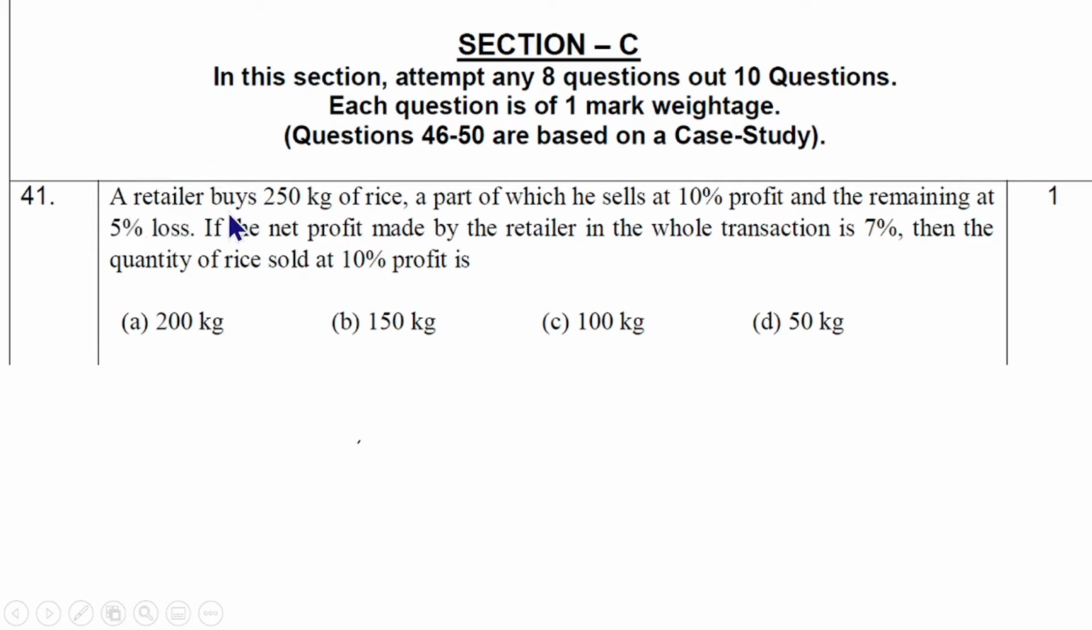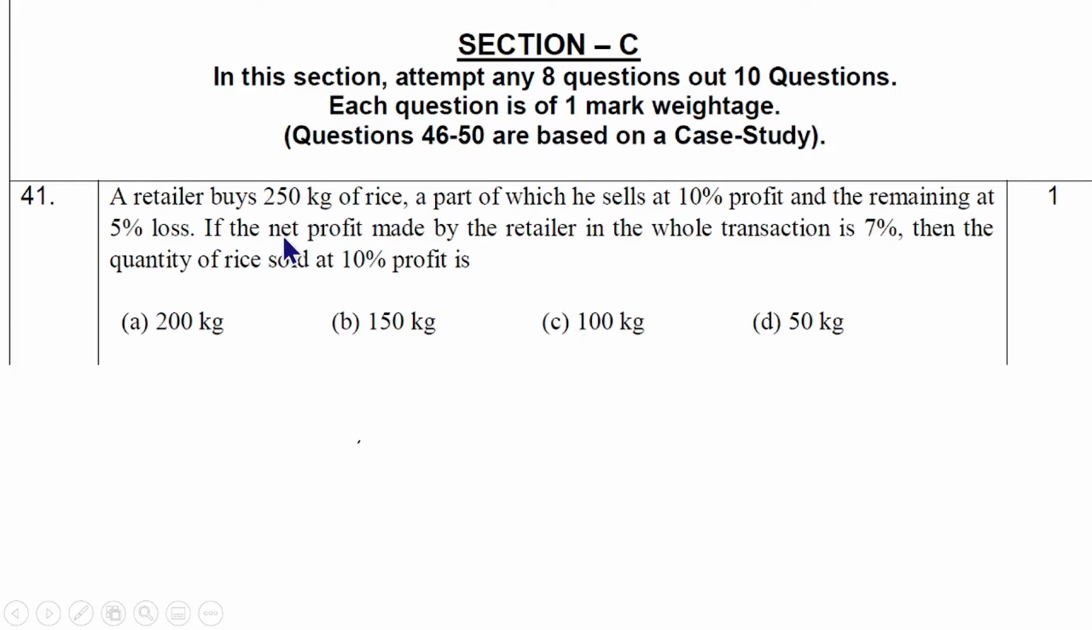A retailer buys 250 kg of rice, a part of which he sells at 10% profit and the remaining at 5% loss. If the net profit made by the retailer in the whole transaction is 7%, then the quantity of rice sold at 10% profit is. Options are 200 kg, 150 kg, 100 kg and 50 kg.